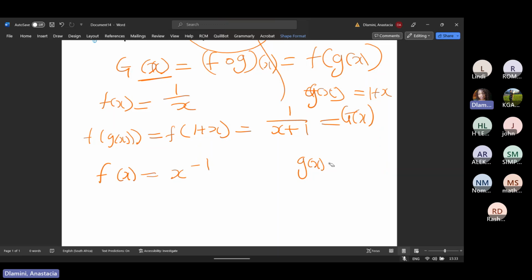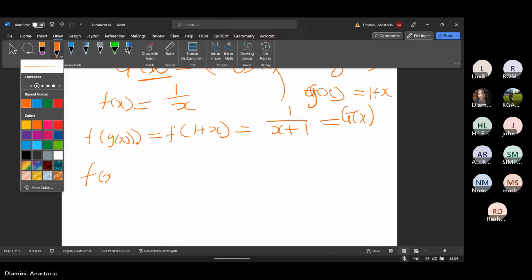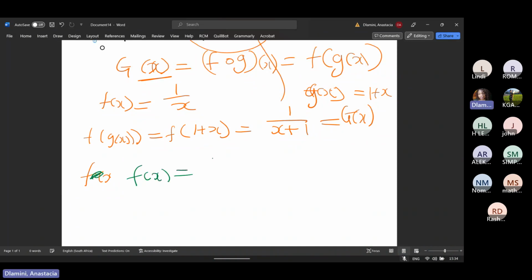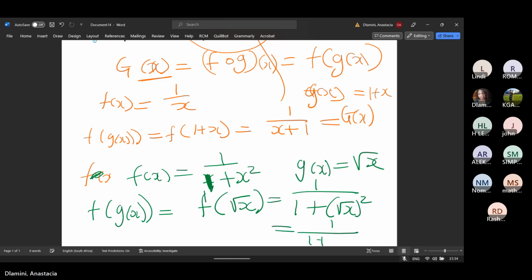Can I give the last one? Yes, ma'am. So f of x, let me choose a different color. f of x will be equal to 1 over 1 plus x squared, and then g of x will be equal to the square root of x. So the composite of f and g will be something like this. I need to put the square root of x into f, which is equal to 1 over 1 plus the square root of x. Do you see that?